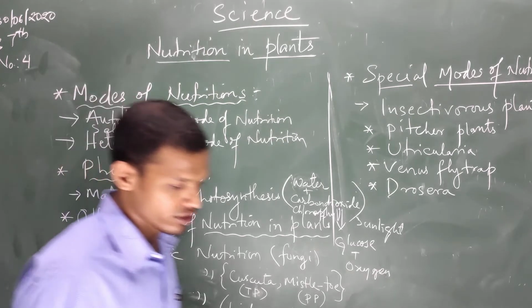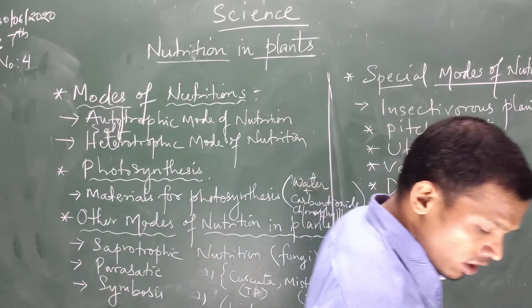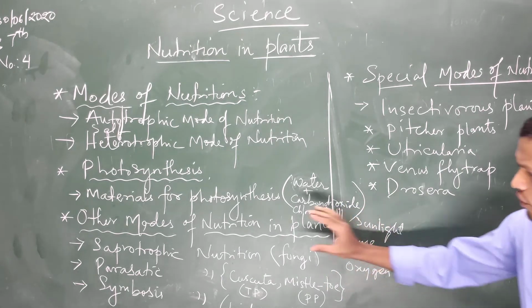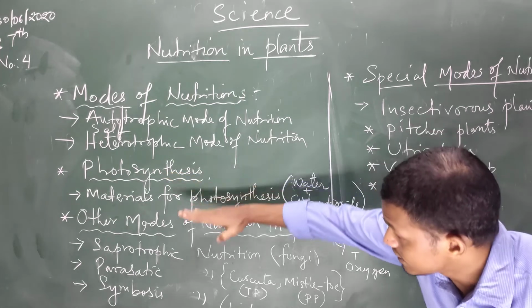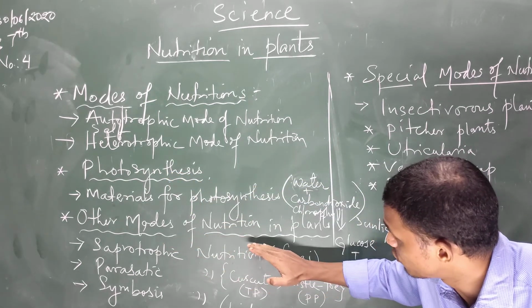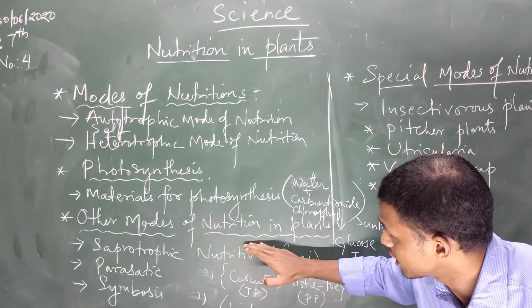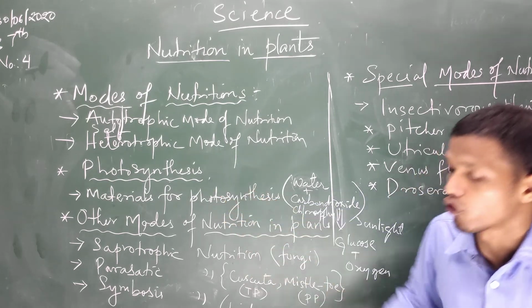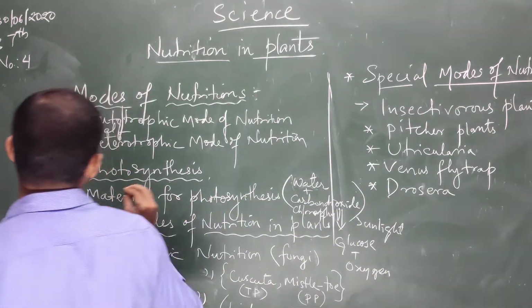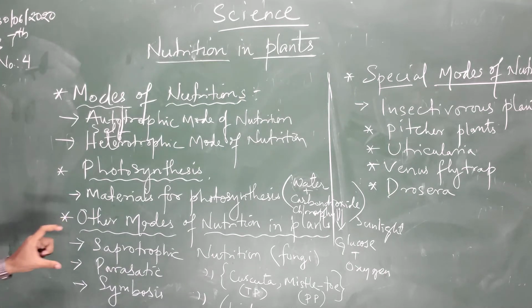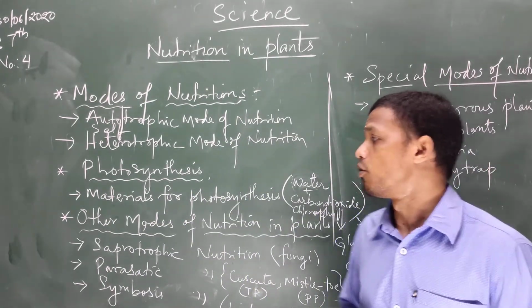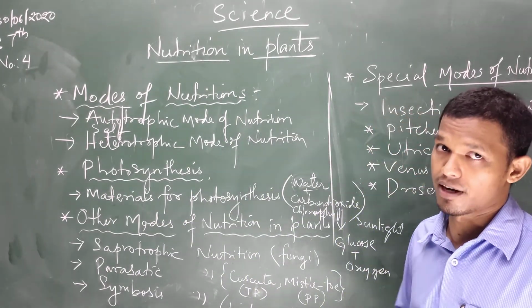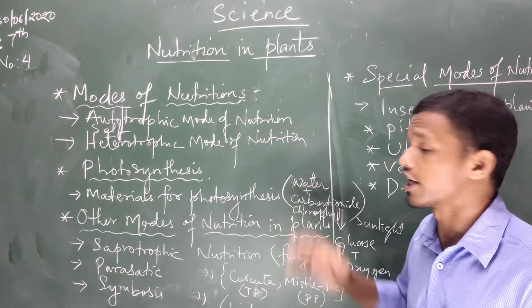So next we will study the other modes of nutrition in plants. What are the other modes of nutrition in plants? Why did this topic come? Because in these other modes of nutrition, there is no presence of chlorophyll. This green pigment is not present. So I can say these plants cannot prepare their own food. So they are called heterotrophic plants, or heterotrophs. You can say they carry out heterotrophic modes of nutrition.